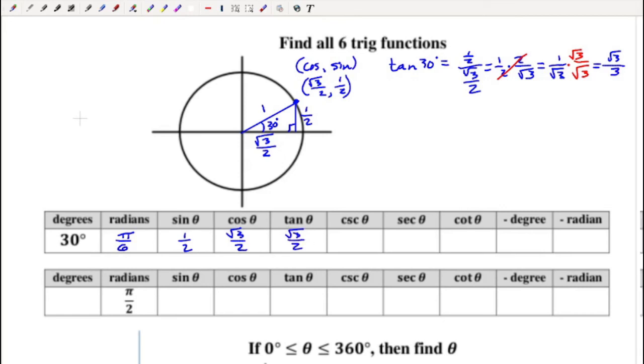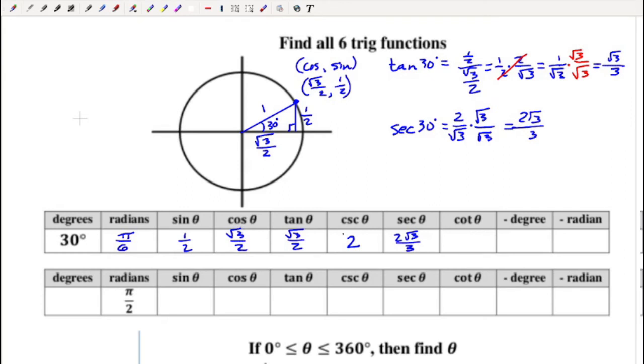Then I look at cosecant, which is 1 over sine, or flip sine over. So 1/2 flipped over is 2/1, or just 2. Secant is cosine flipped over. So instead of √3/2, it's going to be 2/√3. The unfortunate thing about that is that 2/√3 also has a radical in the denominator. So I'm going to need to rationalize that by multiplying by √3/3. And that gets me 2√3/3 is my final answer.